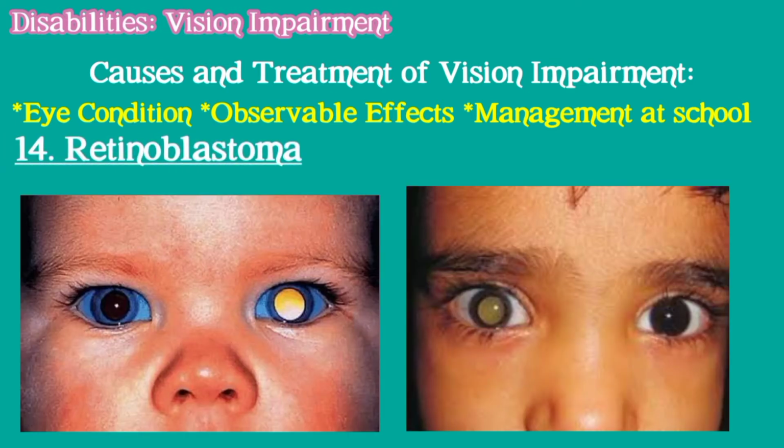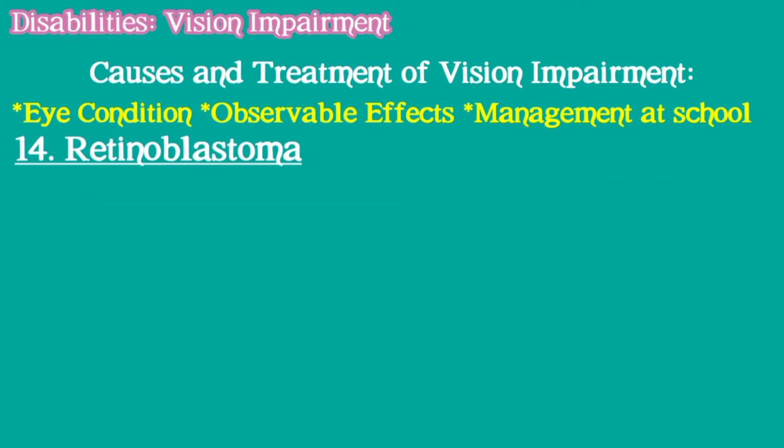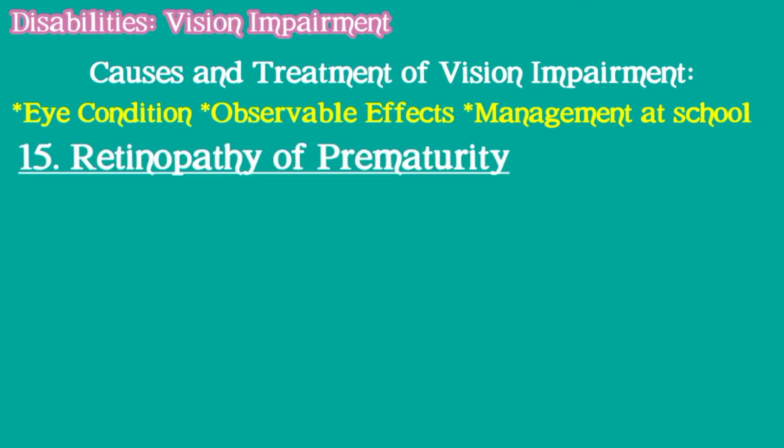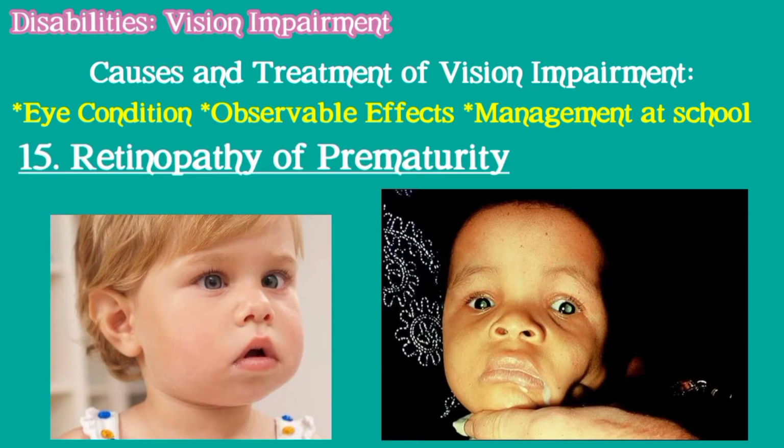So next is retinoblastoma. It is a tumor of the retina. The observable effect is that depth perception is affected if one eye is removed. Central or peripheral vision is lost depending on the position of the tumor. The management at school is if the student has lost an eye, position the child where they can best see the chalkboard.